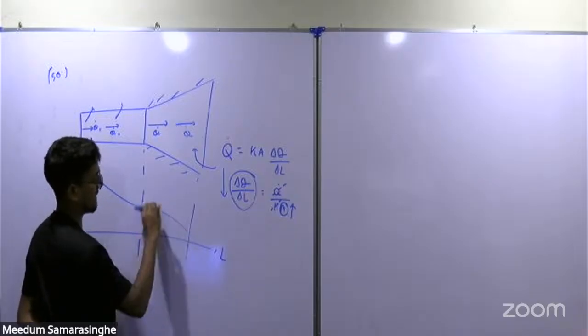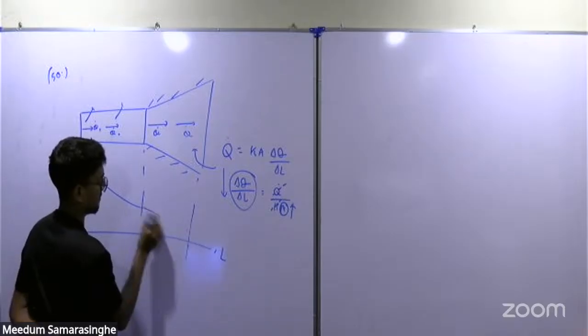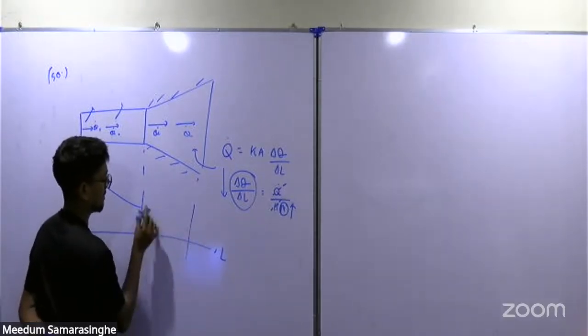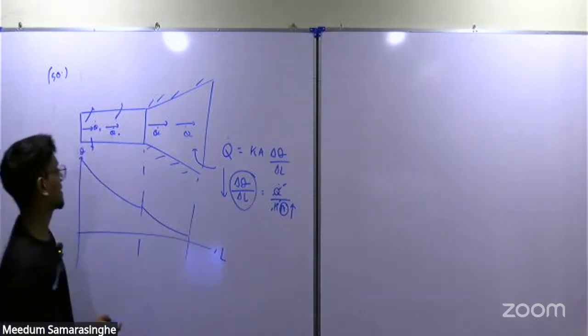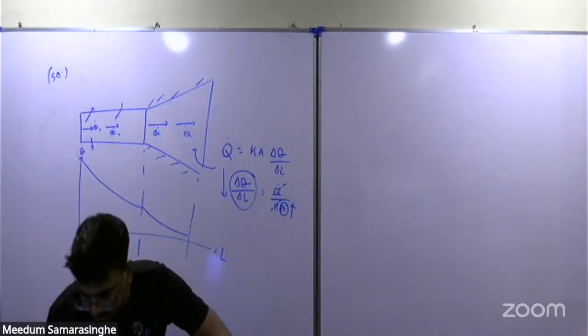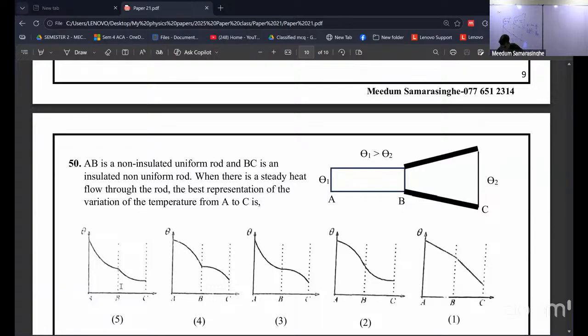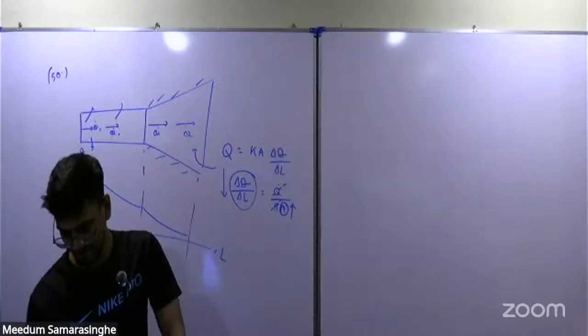When it is like this, the gradient is increasing. When it is like this, the gradient is constant. When the gradient is decreased, it is like this. So what is the answer? This one is the answer, right? Here the gradient is decreased, but here the gradient is increased. No. The answer is this one. Okay? This one is the answer.